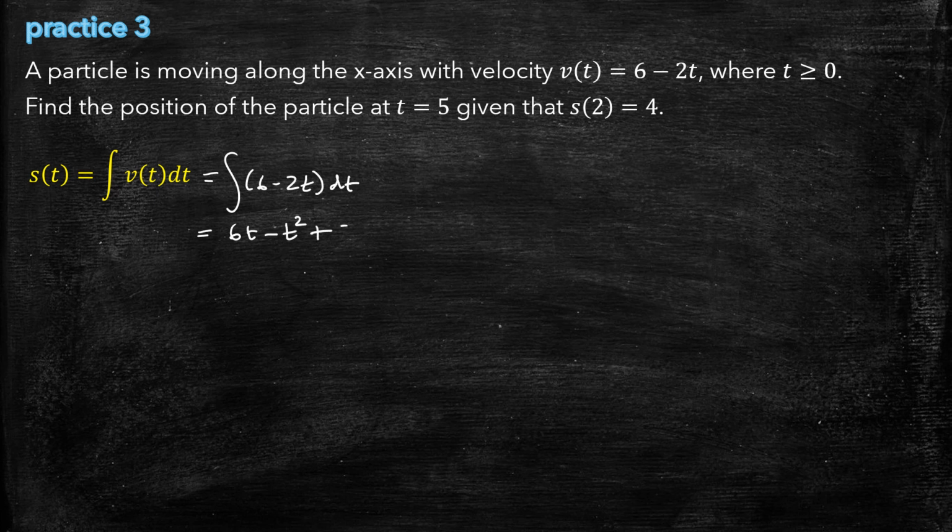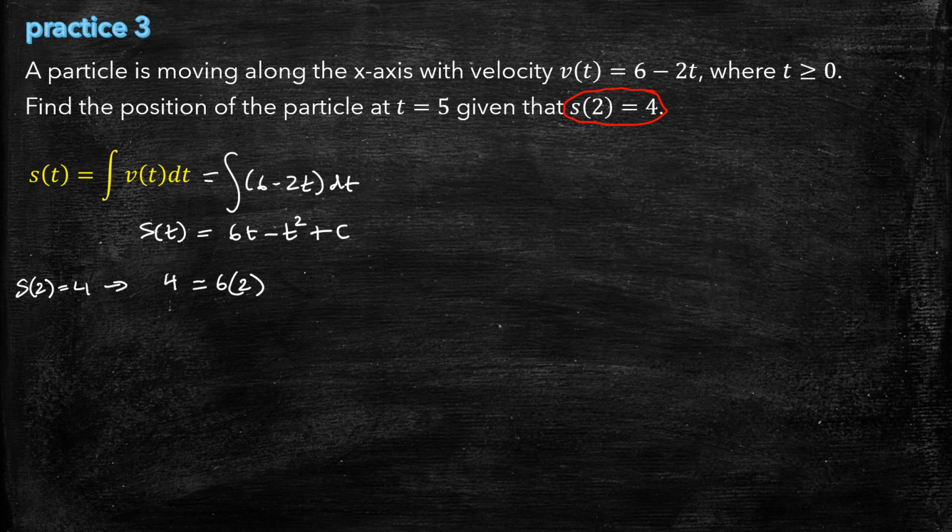Don't forget the constant, and we can call that our position function. Now we use the fact that we have a point that we know this must pass through. So we have that s of 2 equals 4. So let's plug that in to solve for c.